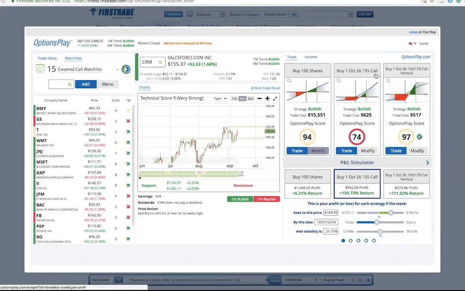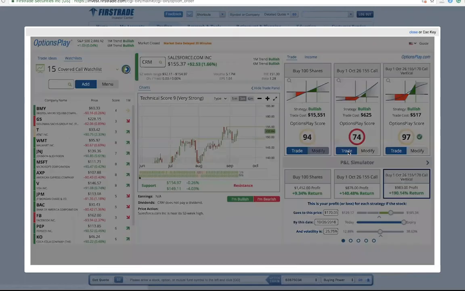Now, one of the greatest things that we've built for the integration with Firstrade is that if, let's say, we're looking at this October 26, 155 call, which in my opinion is not a spectacular trade. As you can see, the stock really needs to make a big move in order for you to make some nice sized profits. So maybe this is a trade that you might pass on, but regardless, if this is a trade that you do decide you want to do, you can hit the trade button.